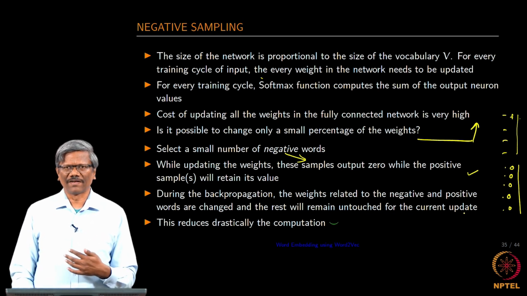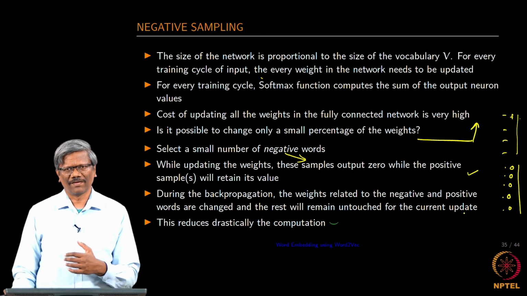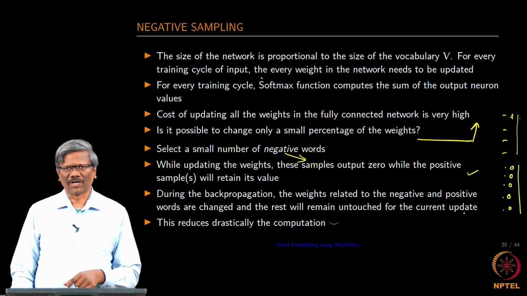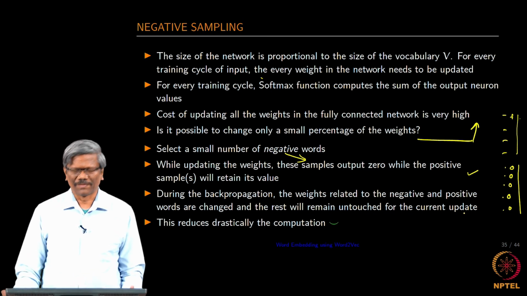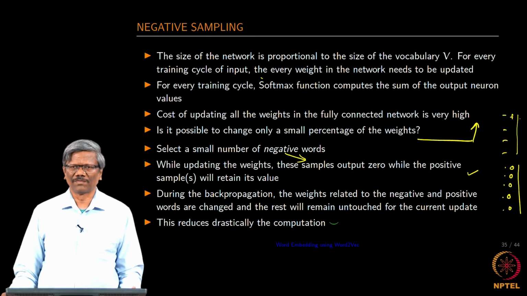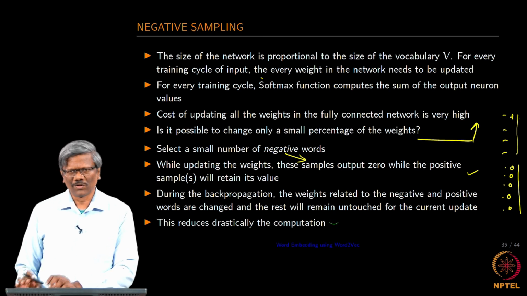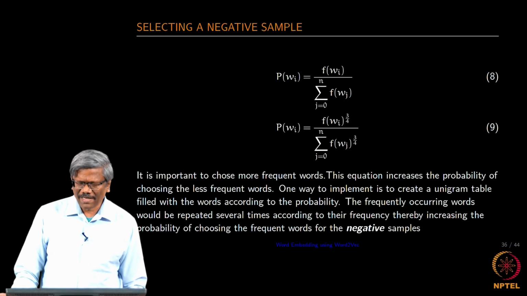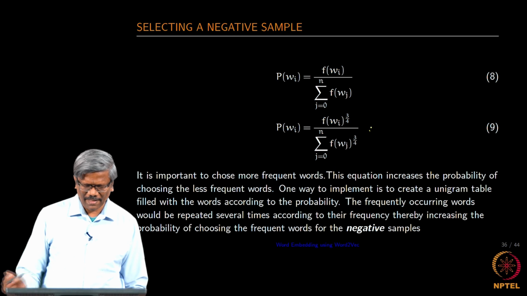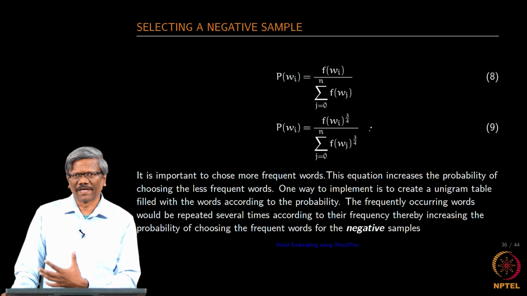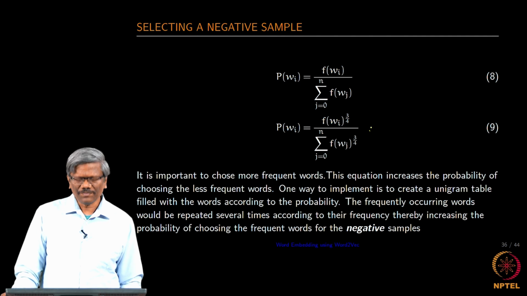So, these negative words are nothing but words in the vocabulary itself, but these words do not really contribute anything to the context word. They are not one of those context words. They are chosen through some mechanism, and they are taken, and those weights are updated. Okay. There are several mechanisms that are available, and this is one mechanism. So, we want to be able to pick up the most frequently appearing words as one of those negative samples. Okay.